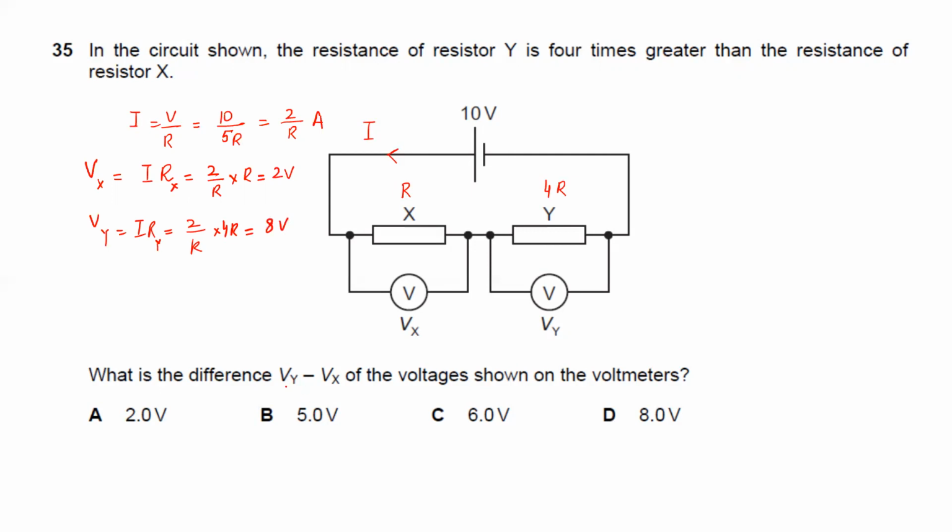So it is asking us to give Vy minus Vx. Simply Vy minus Vx is 8 minus 2 volts. It is 6 volts. So the answer is C, 6 volts. I have simply used Ohm's law here. Ohm's law is V equals IR, and the circuit is in series connection. Remember, in series, the current remains the same.